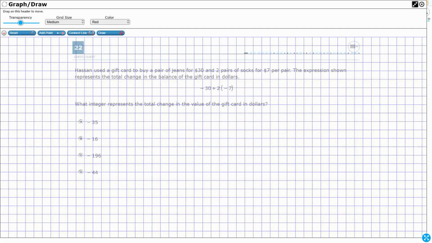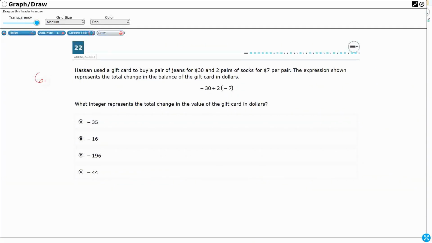For number 22, we are looking at operations with integers. This is 6.3D. And we've got Hassan here. He's going to be using a gift card to buy a pair of jeans for 30 bucks, 2 pairs of socks for $7 each. And then the expression shows the total change in the balance of the gift card in dollars.